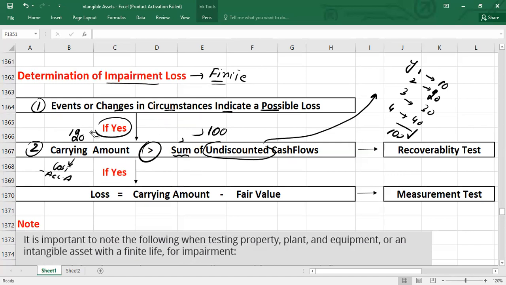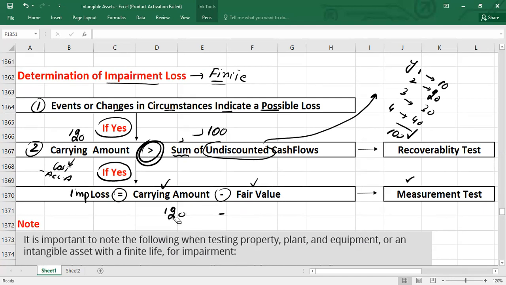Under US GAAP, if your carrying value of the asset is greater than undiscounted cash flows, then you have to determine the impairment loss, which is called the measurement test, because you are going to quantify the amount of impairment. The impairment loss will be equal to carrying value of the asset minus fair value of the asset. Here the carrying value is, for example, 120, and the fair value could be, for example, $90. So the difference between carrying amount and fair value is your impairment loss.